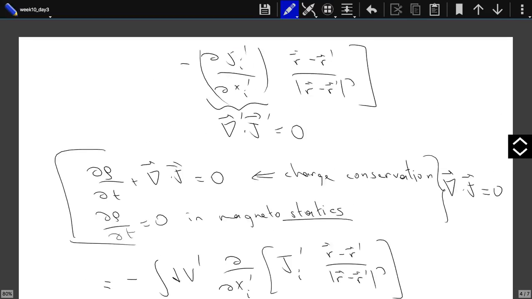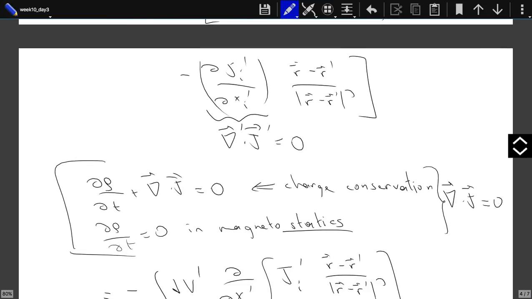Because we are looking at magnetostatics and electric charge is conserved. You see, this is true as long as the charge is conserved. So since we are in statics, this derivative is 0. So the divergence of J has to be 0.